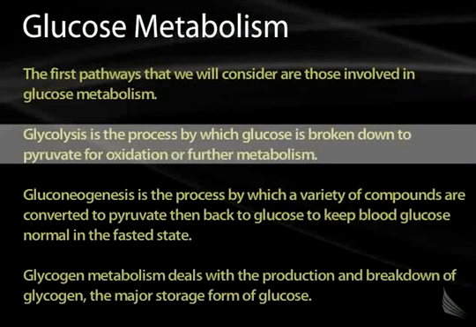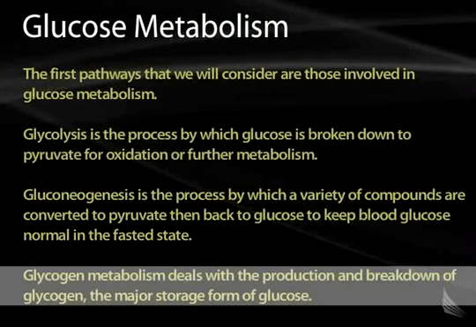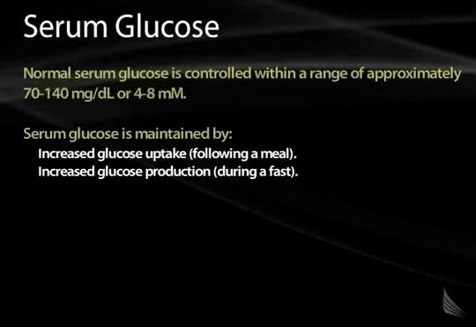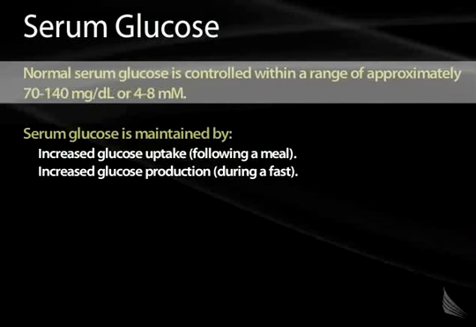Later on, we're going to consider glycogen metabolism, which deals with the production and breakdown of glycogen, which is the major storage form of glucose, and that's connected very intimately with glycolysis and gluconeogenesis. Now, before we consider this, we have to understand a few basic things about how serum glucose is controlled.